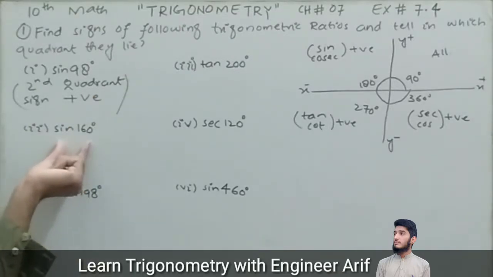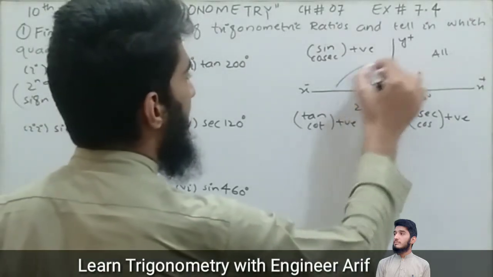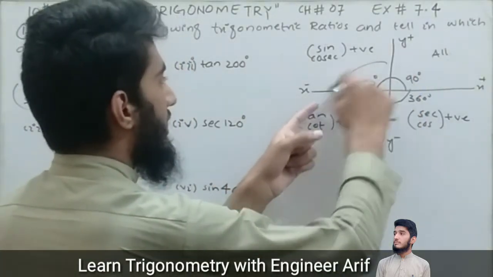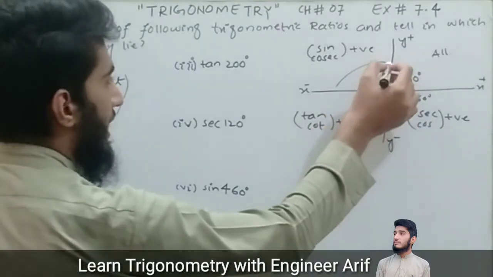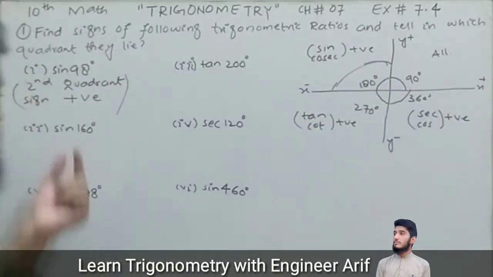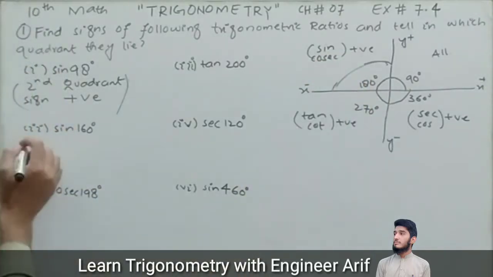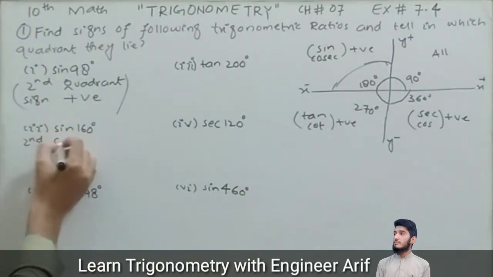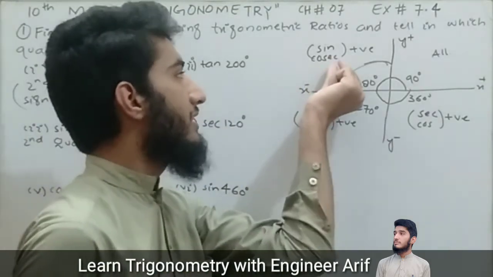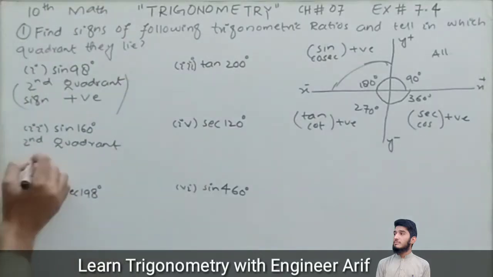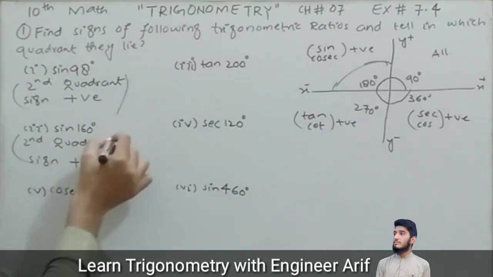Move to the second part, find the sign of sine 160 degree. 160 degree lies between quadrant number 1 and quadrant number 2, greater than 90 and less than 180 degrees. So sine 160 also lies in the second quadrant. In the second quadrant, sine and its reciprocal cosecant are positive. So sine 160 degree is positive. This is part number 2.